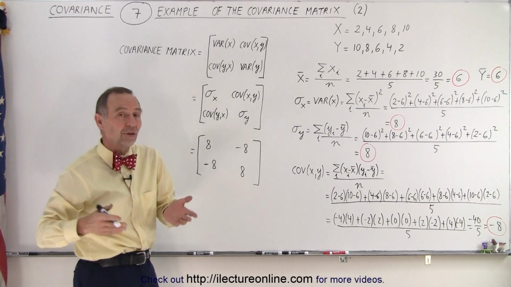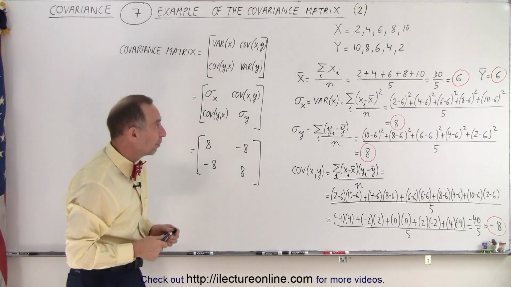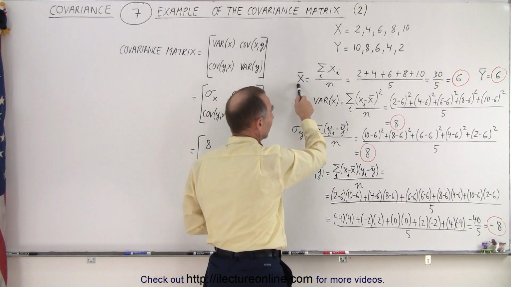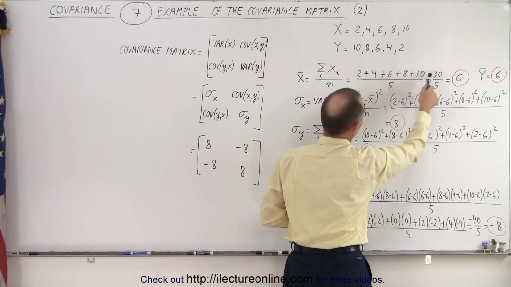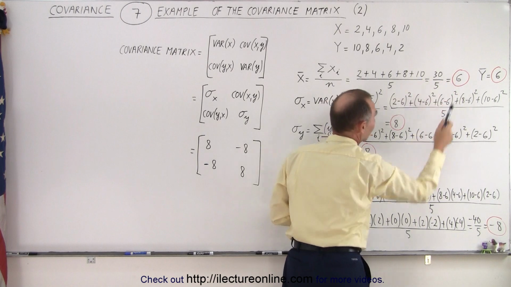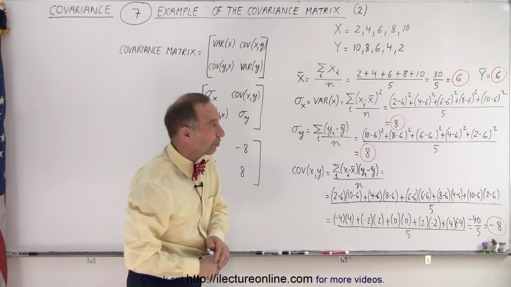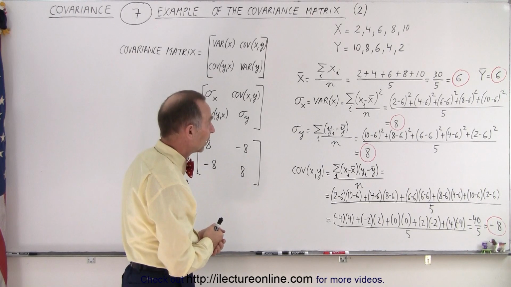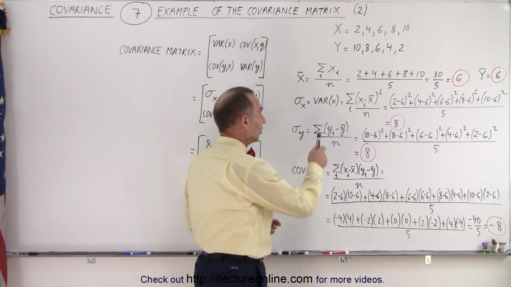Well, the variances are the same as before. First of all, we need to find the average value for the X elements. As you can see, that would still be 6. We add them all together, divided by 5, because there's 5 of them. So we get 30 divided by 5, which is 6. And we get the very same result for the Y data set because it's the same numbers, just in a different arrangement.